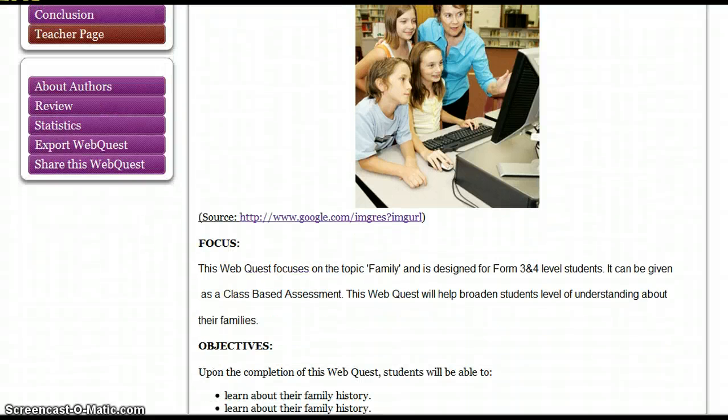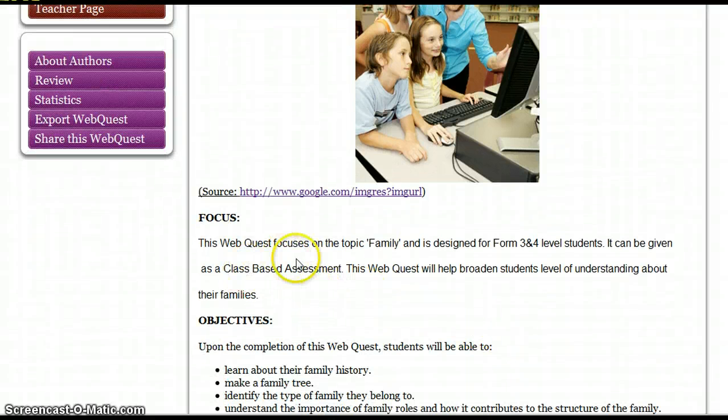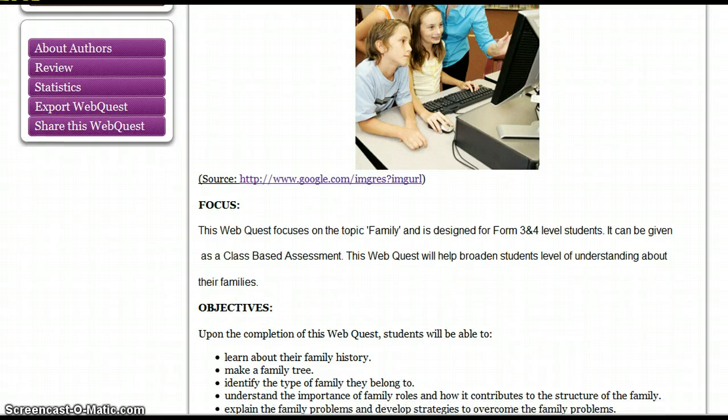So I have written the focus for this Webquest. This Webquest focuses on the topic family and is designed for Form 3 and 4 level students. It can be given as a class-based assessment. This Webquest will help broaden students' level of understanding about their families. Then I have stated the objectives for this Webquest.